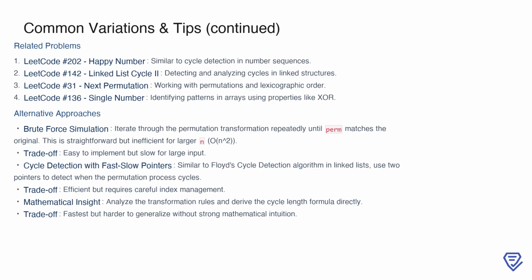For those with a strong mathematical background, deriving a formula for the cycle length based on the transformation rules can be the fastest method, though it requires a deeper analytical insight. Each approach has its trade-offs, so choose one that best fits the situation and your expertise.